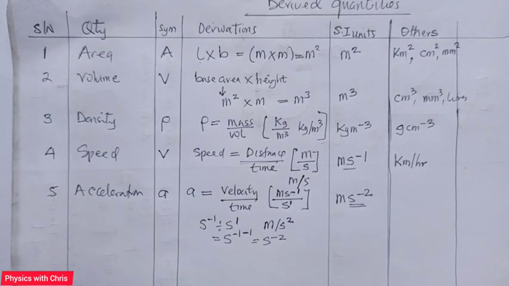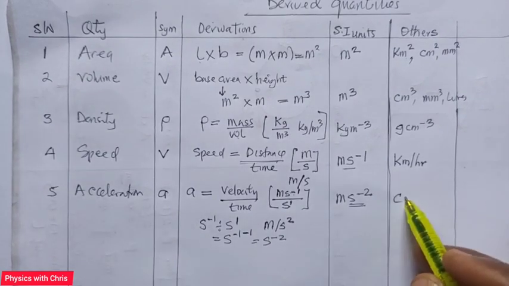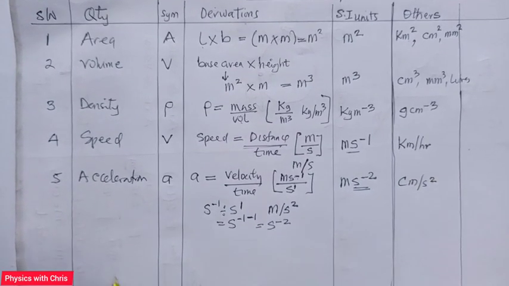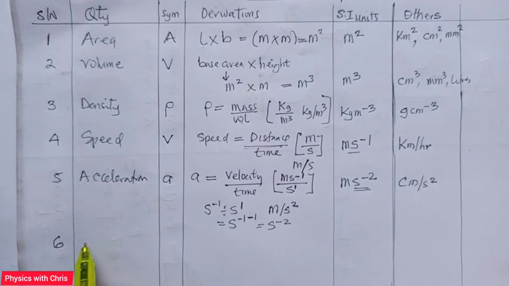You can also have acceleration in kilometer per hour squared or centimeter per second squared. Cm per second squared can also be used to express the acceleration of a body, depending on the question. Okay, I want to talk about force this time around.